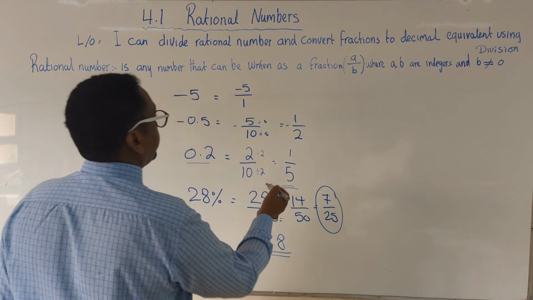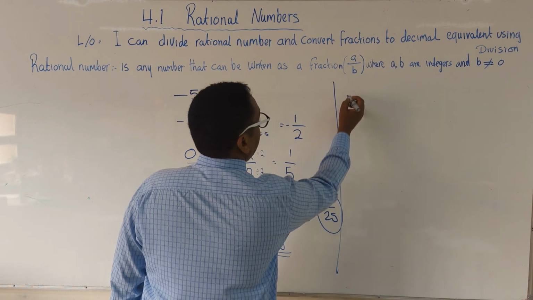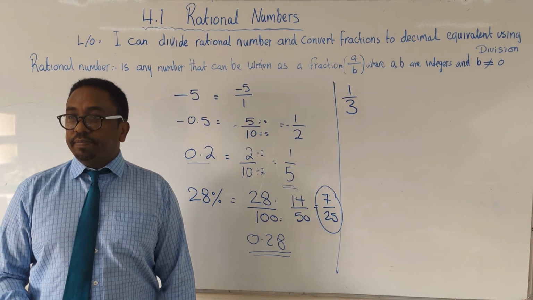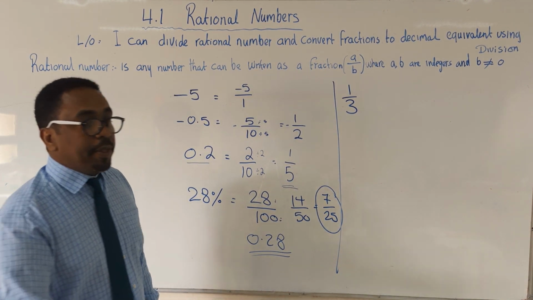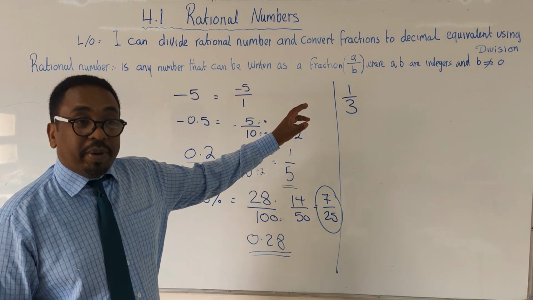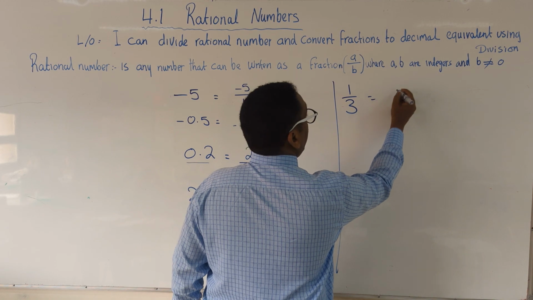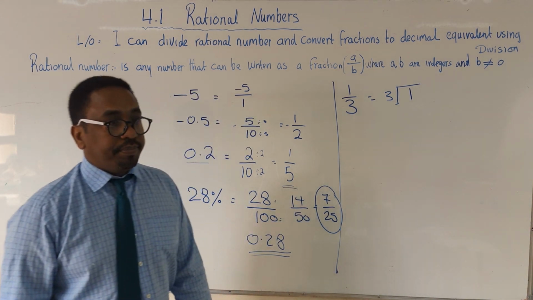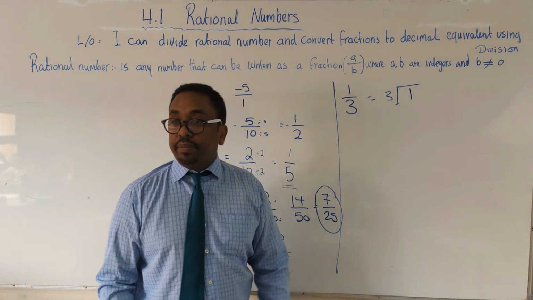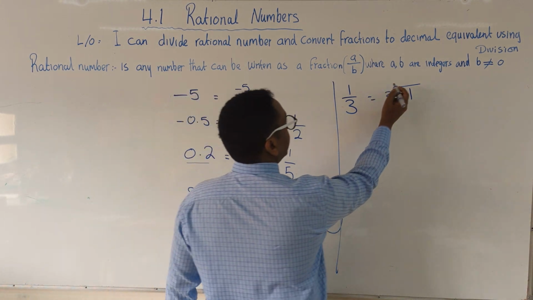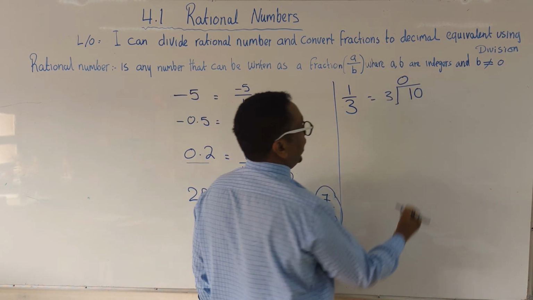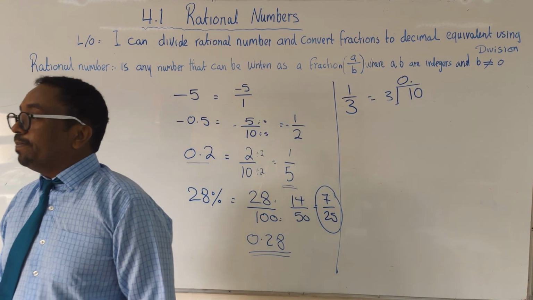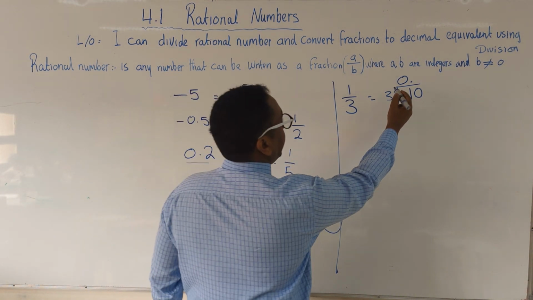If I now give you 1 over 3, can we change that into a decimal? Let's do it together. Decimal means we need to divide the numerator by the denominator. So the 1 will go inside and the 3 will go outside. And we have to divide that. How many 3's go into 1? 0. We put 0 there, and then we put a decimal point. How many 3's go into 10? 3. So we put 3 here.